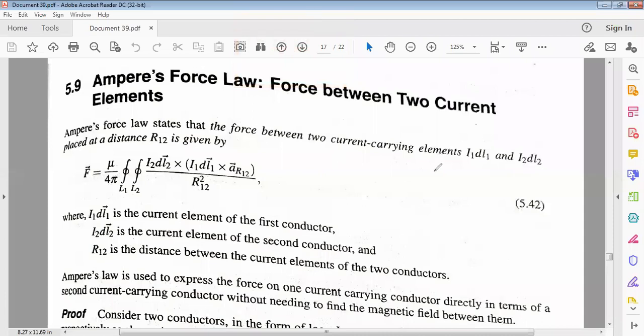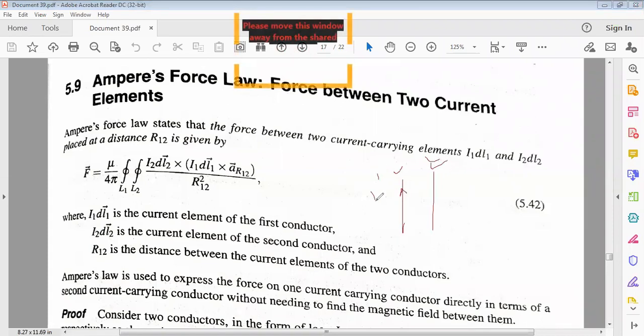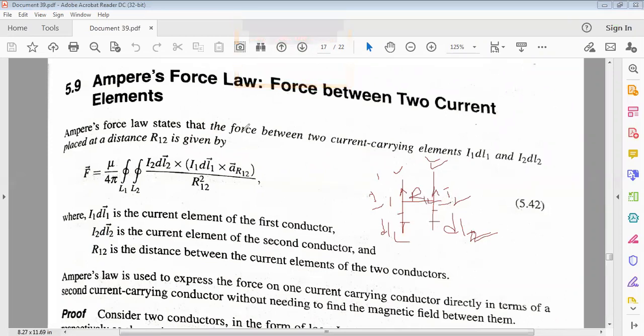You see here, this is current element 1 and this is current element 2. How much current passes through them is I1 and I2. But since we consider a differential length, this is dl1 and this is dl2. So I1 dl1 and I2 dl2 are spaced apart, and the distance from 1 to 2 is R12. That is the representation.